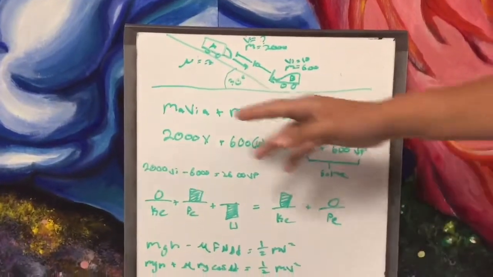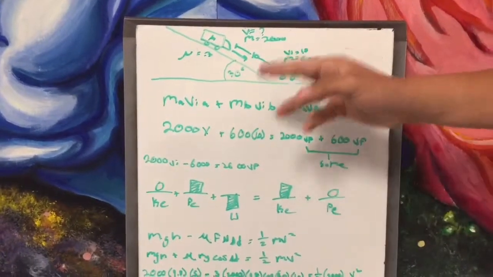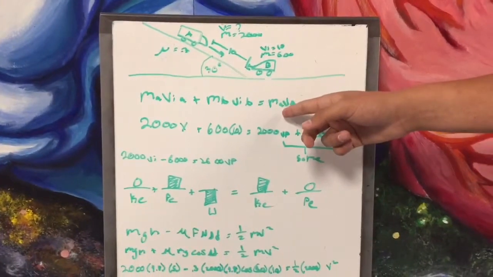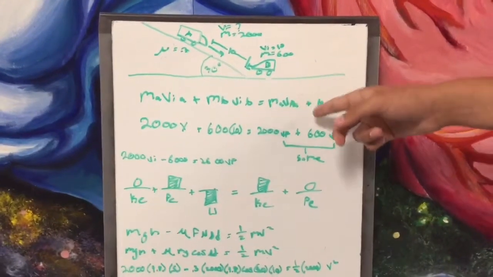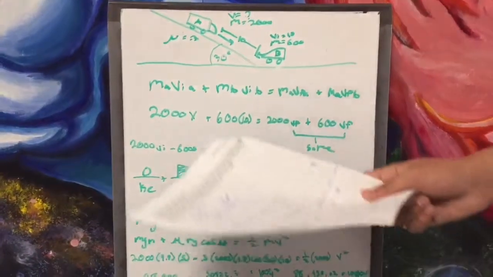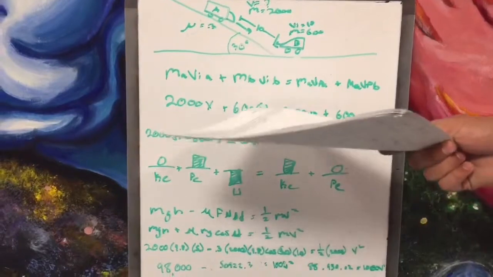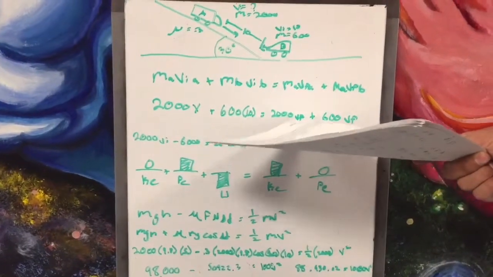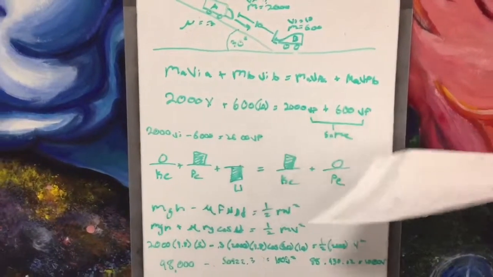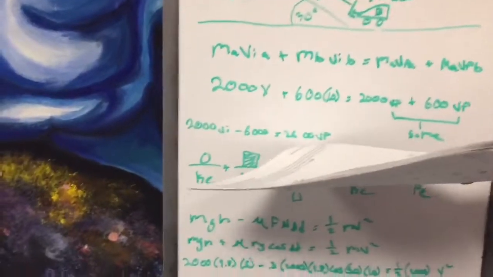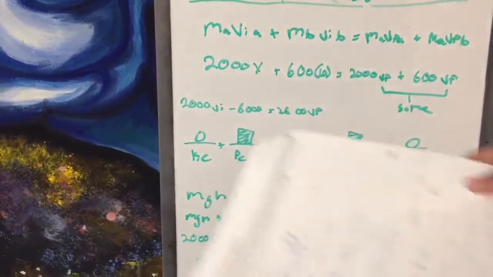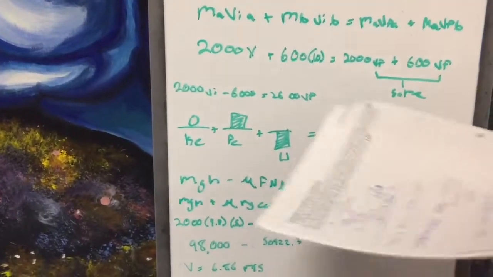First we start with the mass of the first one times the initial velocity plus the mass of the second one times its initial velocity, which equals the mass of the first one times the final velocity plus the mass of the second one times the final velocity. So you plug in and we get 2,000 v plus 600 times 10 equals 2,000 VF plus 600 VF. Since they're sticking together, these VFs are going to be the same, so we combine them to get 2,600 VF. Since we have two variables, we go to the bar chart.